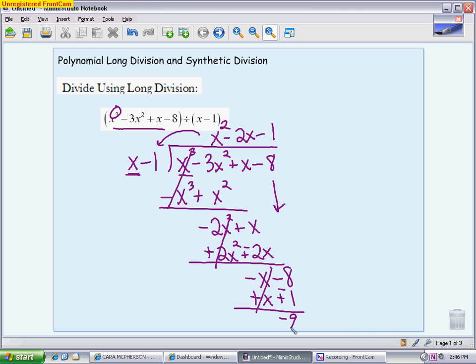That is your remainder. The way you should write your answer is you're going to write first what you got when you did the division, x squared minus 2x minus 1. And then my remainder is negative 9, and you're going to write that over the original piece you were dividing by, x minus 1. So that is your final answer. It did have a remainder. We did some in class that do, some that don't. This one did have a remainder.